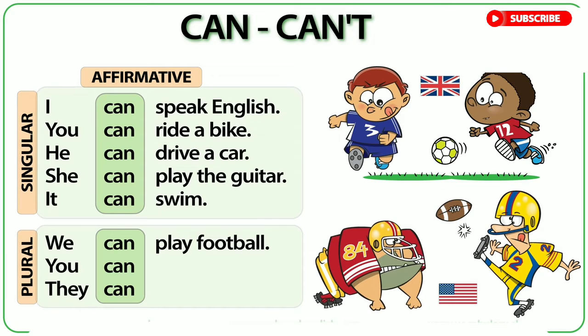Football in British English has a round ball. In American English, this sport is called soccer. The sport football in American English has an oval ball. The same name, football, but different sports depending on the country.